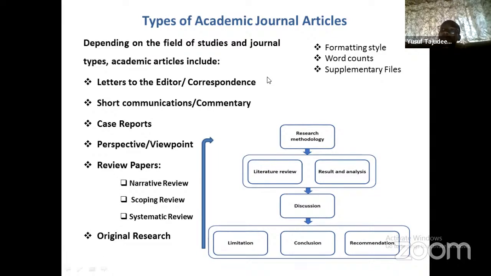So you go straight to the point. Letters to editors, you don't write an abstract for it, and you don't structure letters to editors. So it's the same thing as correspondence. So the other one is short communication.